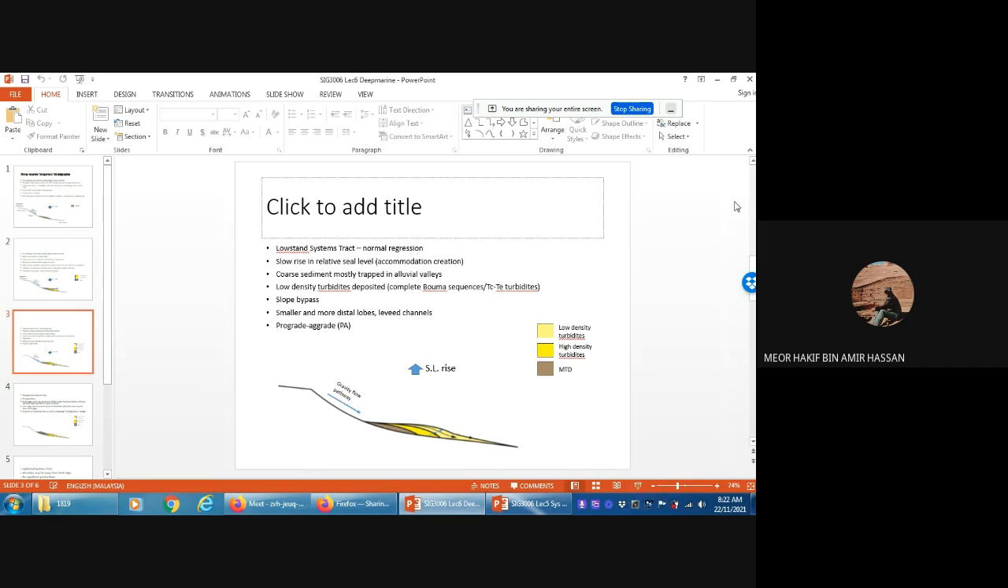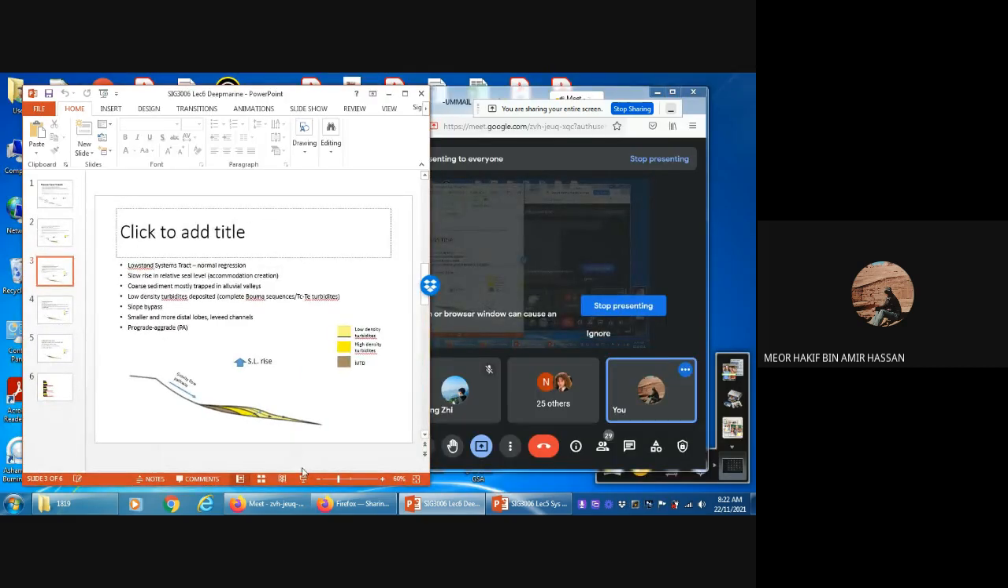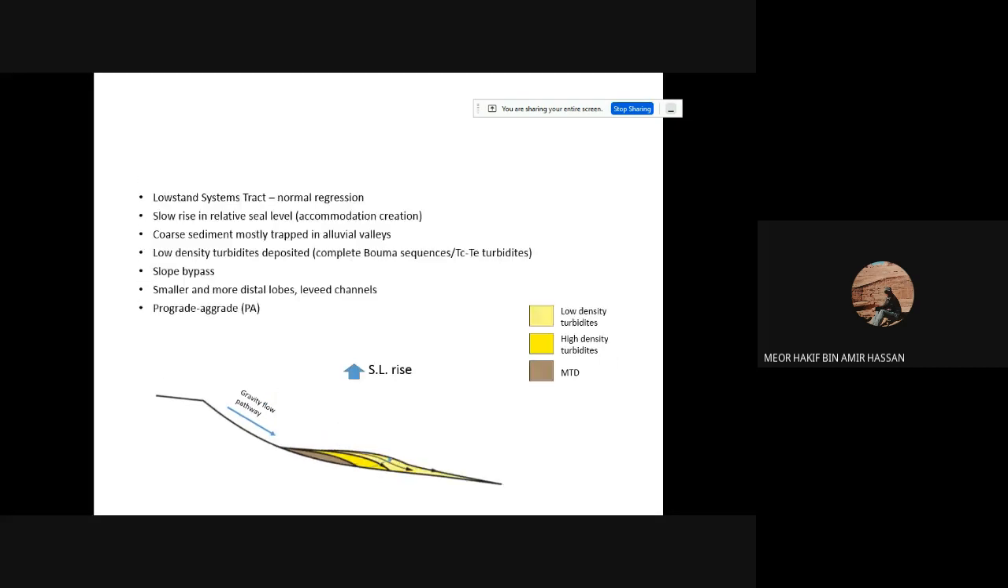So that was part of the lowstand systems tract. The pattern is supposed to be prograding to aggrading, just like you see on the shelf, right? So here, first it is prograding towards the front, then it starts to build up because of relative sea level rise.